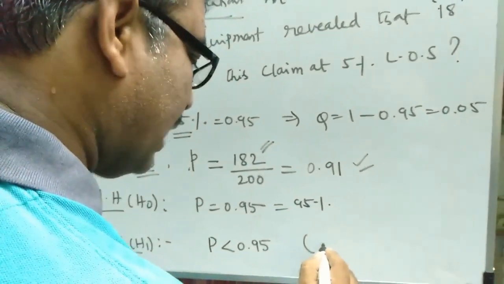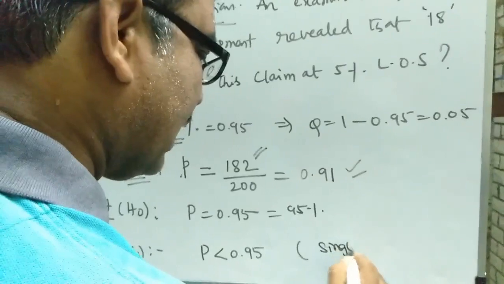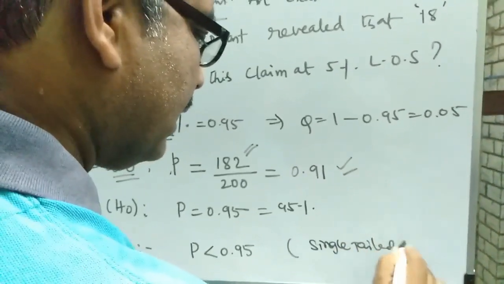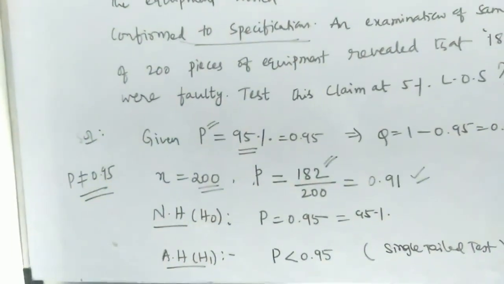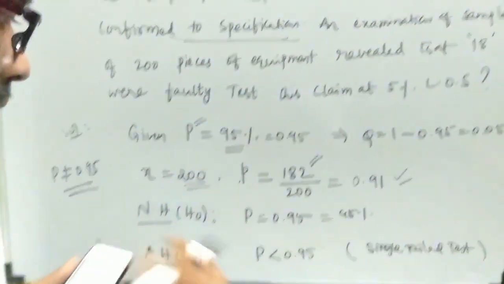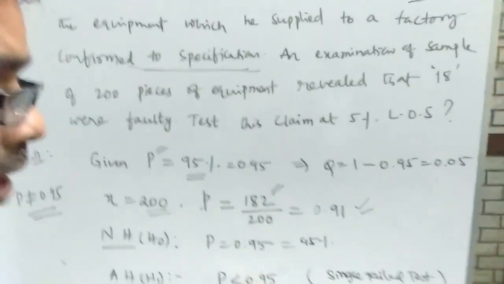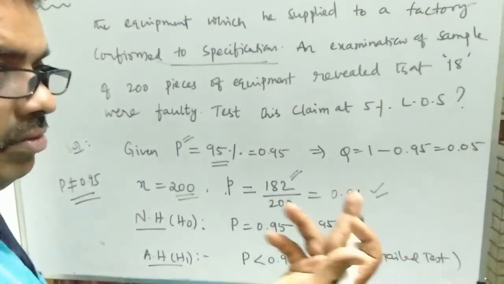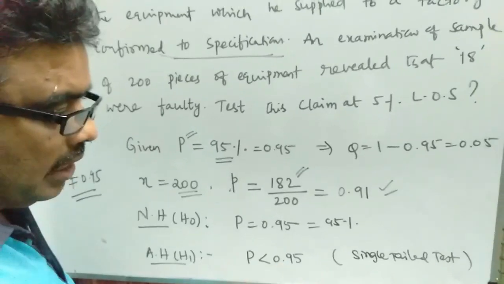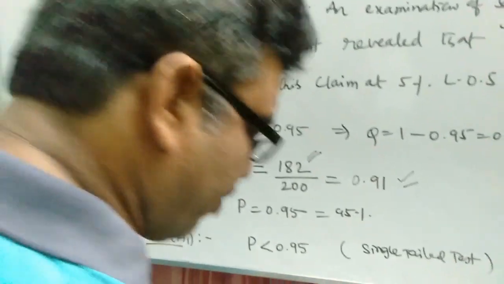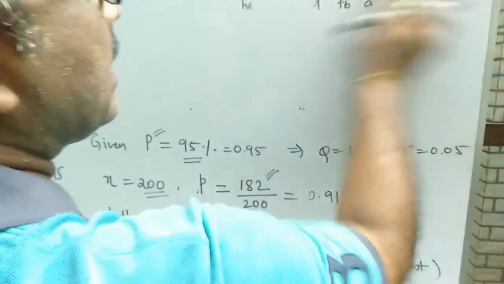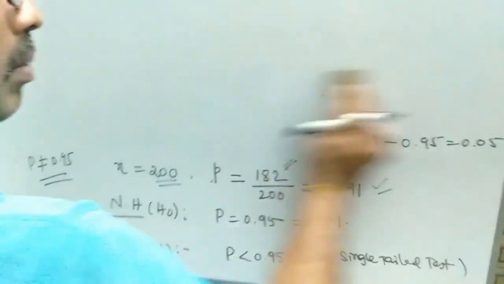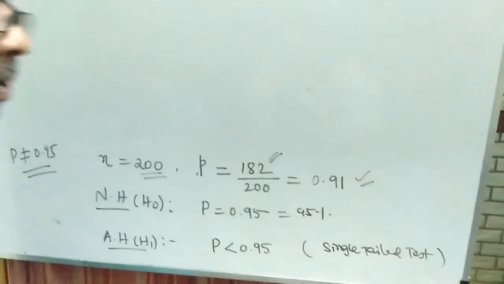That means you have to take a left tail test or single tail test. While taking the Z value, we have to take the single tail test Z value. All of you clear this? P less than 0.95. P greater than 95, there is no need to take. If it is more than 95%, up to 100% it is valid. If it is less than 0.95, it goes against meeting the specifications, so P less than 0.95 will be the alternative hypothesis.